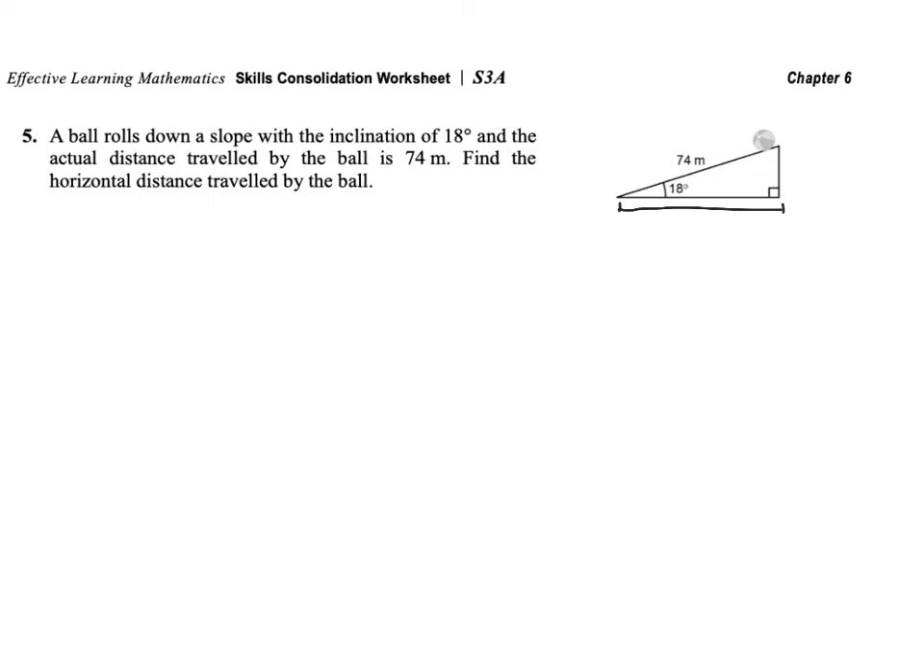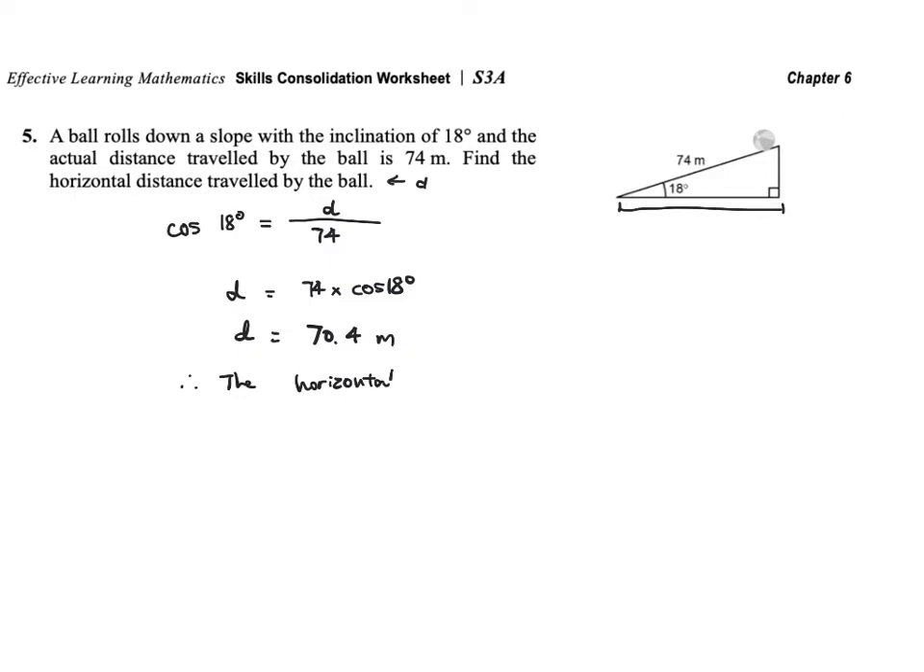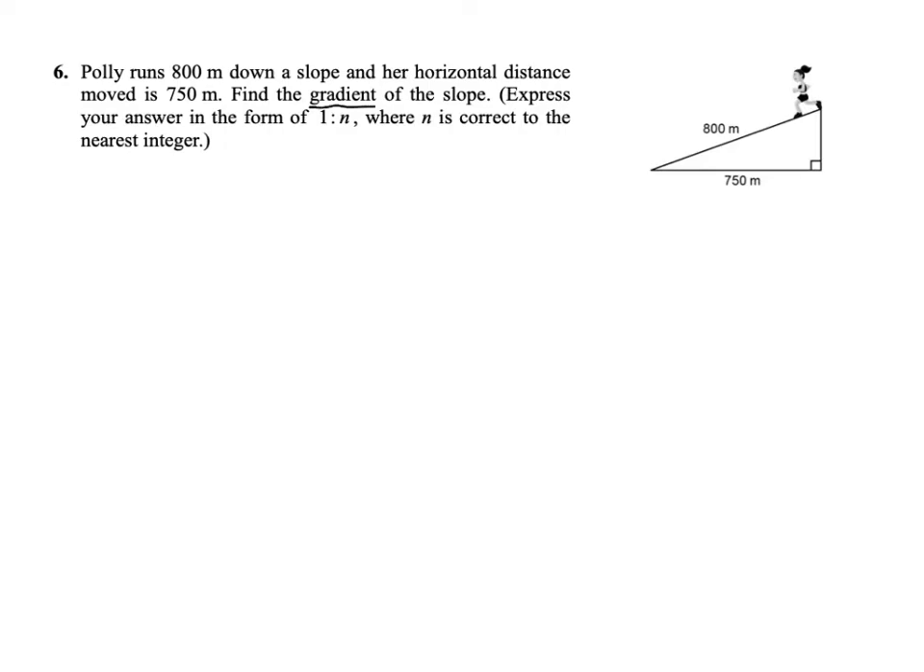For this one, you are going to find out the horizontal distance. I guess you know it: cosine 18 degree equals, again, let the distance be d, so you have d over 74. So d equals 74 times cosine 18 degree, which will give you 70.4 meter. Therefore, the horizontal distance is 70.4 meter.